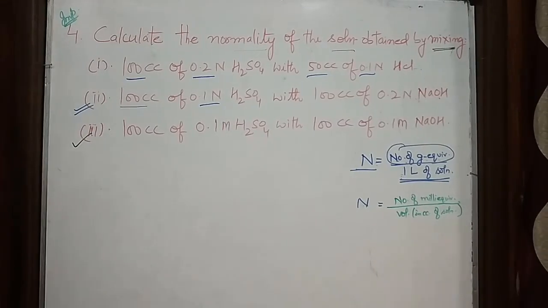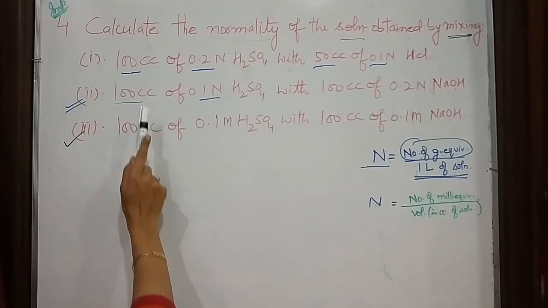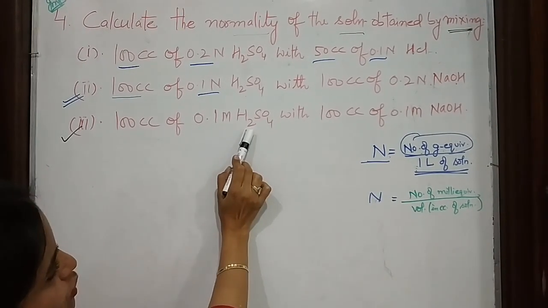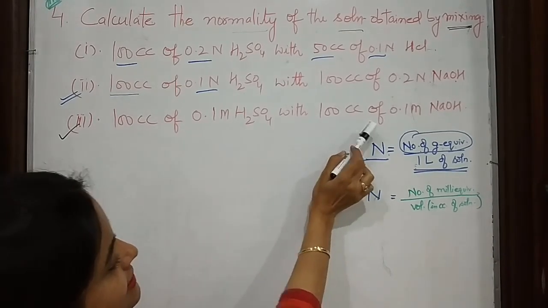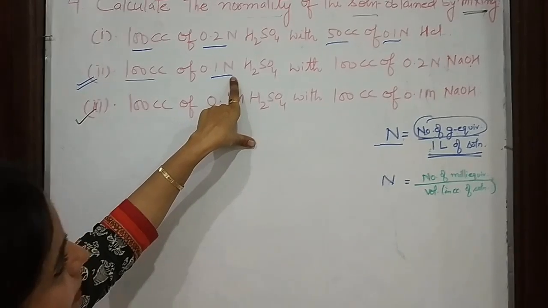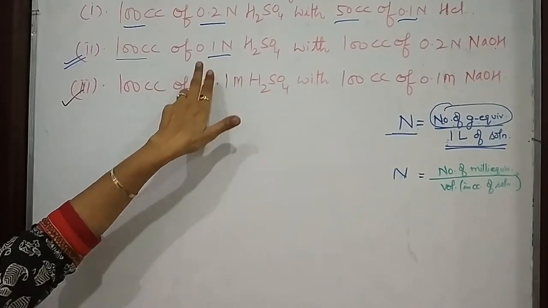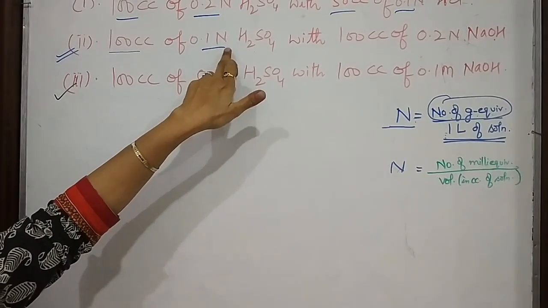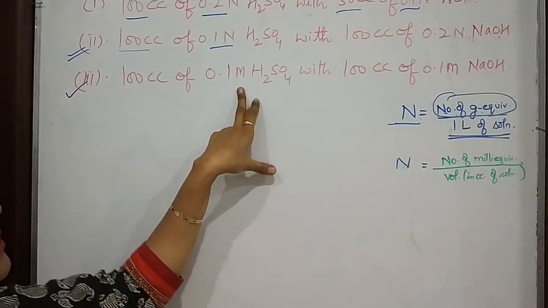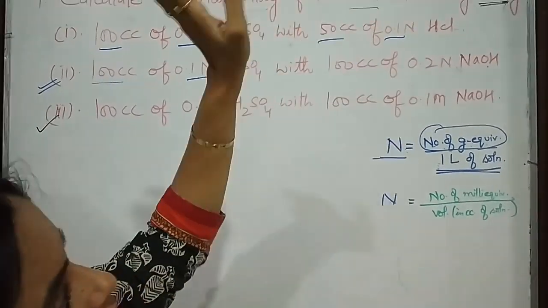Last part. Now read it properly and understand the difference between second and third part. It is 100 cc of 0.1 molar H2SO4 with 100 cc of 0.1 molar NaOH. In the above case, it is in normal. Rest is same. Volume is same. This concentration is same, but the units are different. In the second case, it is expressed in terms of normality, but in this case, it is expressed in terms of molarity. And you have to find out the normality of the solution after mixing.